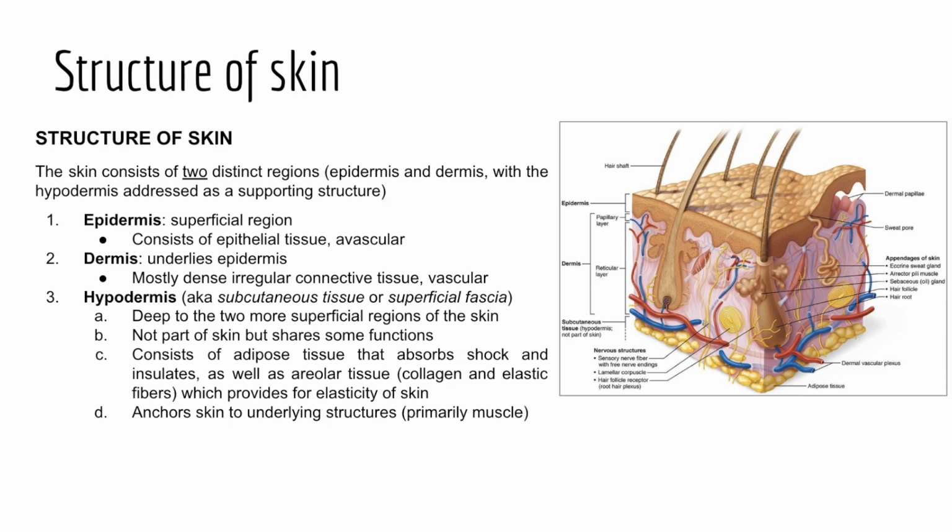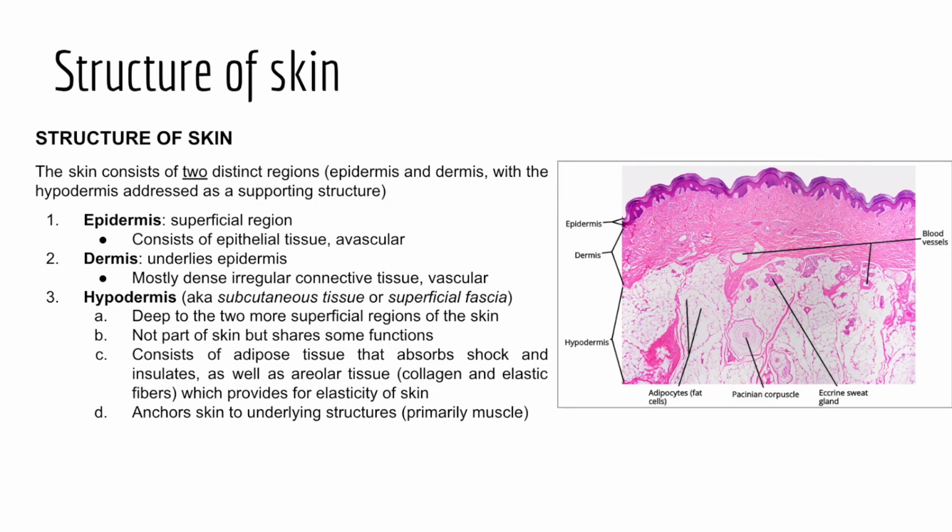Finally, in terms of support, we have a hypodermis found here, or sometimes it's called a subcutaneous layer. It's deep to the dermis. It consists of adipose tissue. It helps serve as a shock absorber and an insulator, as well as consists of areolar tissue, which is made up of collagen and elastic fibers. The hypodermis helps anchor the skin to the underlying structures, typically muscle or bone.